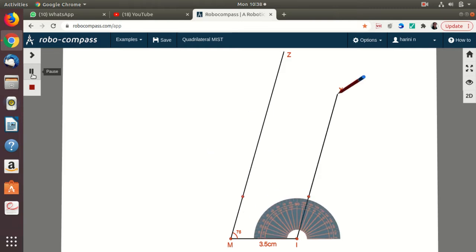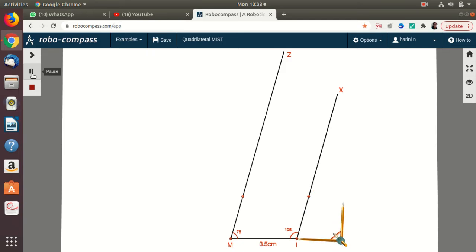Okay, what do you think is the next step? Only one side we have used, MI, 3.5 centimeters. Actually, in the question there were two adjacent sides given, MI and IS. IS was given as how much? You can see your rough diagram and tell me. Ma'am, it is 6.5 centimeters. 6.5 centimeters.